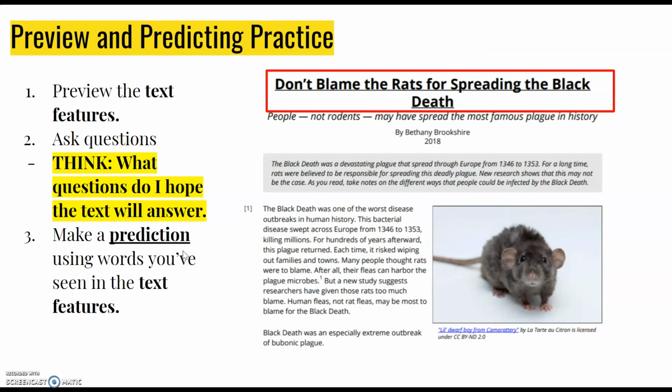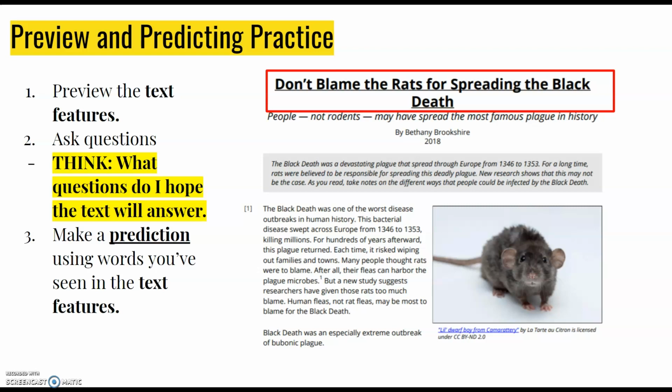I am going to model for you what previewing and predicting looks like. This is a text that we're going to be using later this week to practice inferencing, and I'm going to practice it right now with you, previewing and predicting. When we are previewing, we want to look at the text features, and while we're previewing, we're thinking, what questions do I hope the text will answer? Because ultimately, we're going to make a prediction.